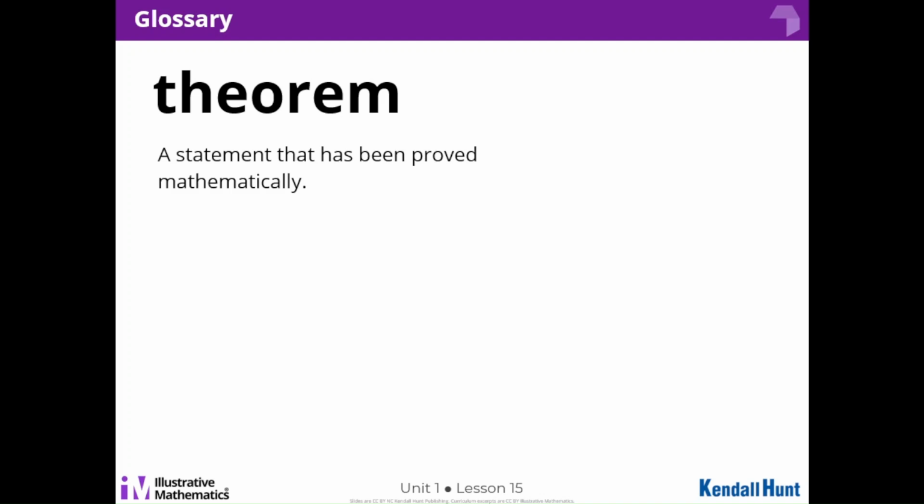Next, we have theorem. Earlier, we talked about an assumption being a statement that you believe is true, but you haven't gone through the steps to prove it yet. A theorem is when you have taken that assertion and you have now gone through the steps to actually prove that it is mathematically true.